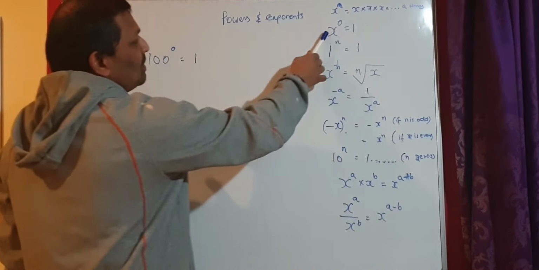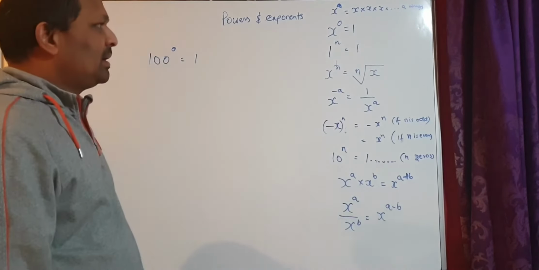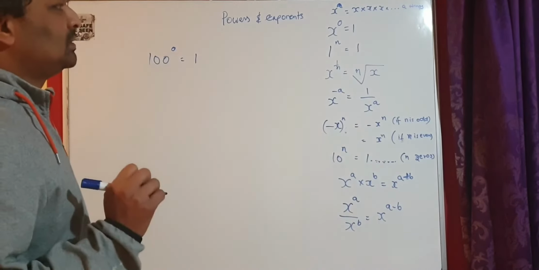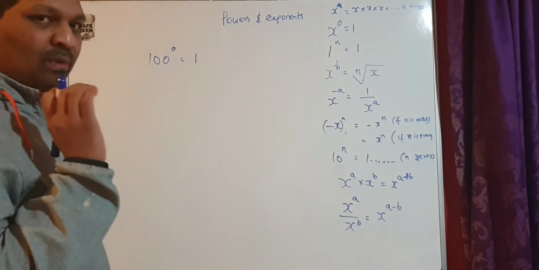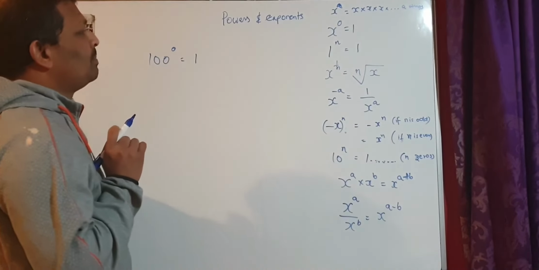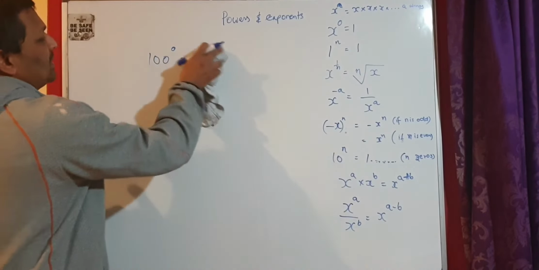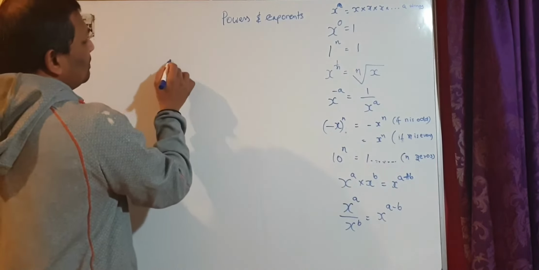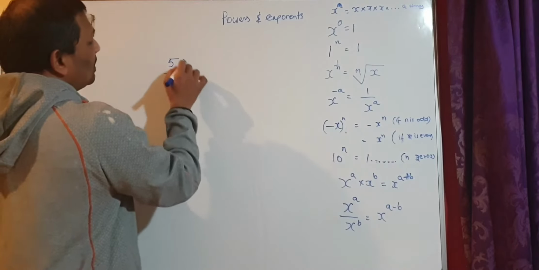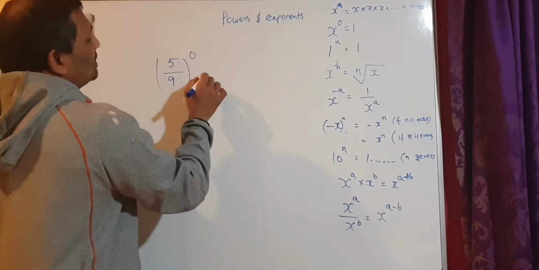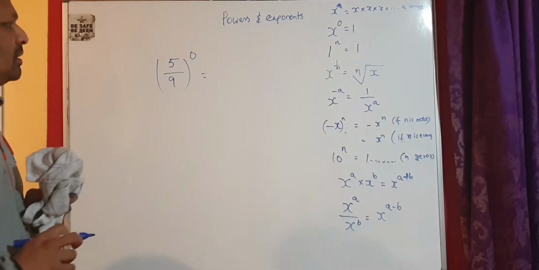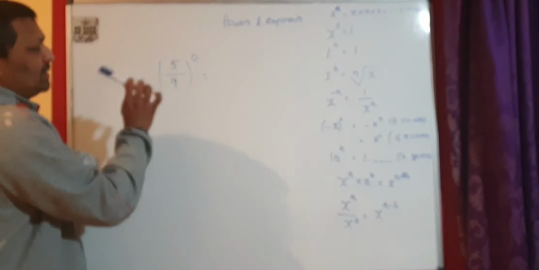How we got this formula is a big derivation and you don't have to worry at this point in time, but you should simply remember that any number raised to the power of 0 is equal to 1. Okay, perfect. Okay, this is one example. Or somebody may give 5 by 9 whole to the power of 0. What is the value of this one? Okay, again, you don't have to worry about what is there here.